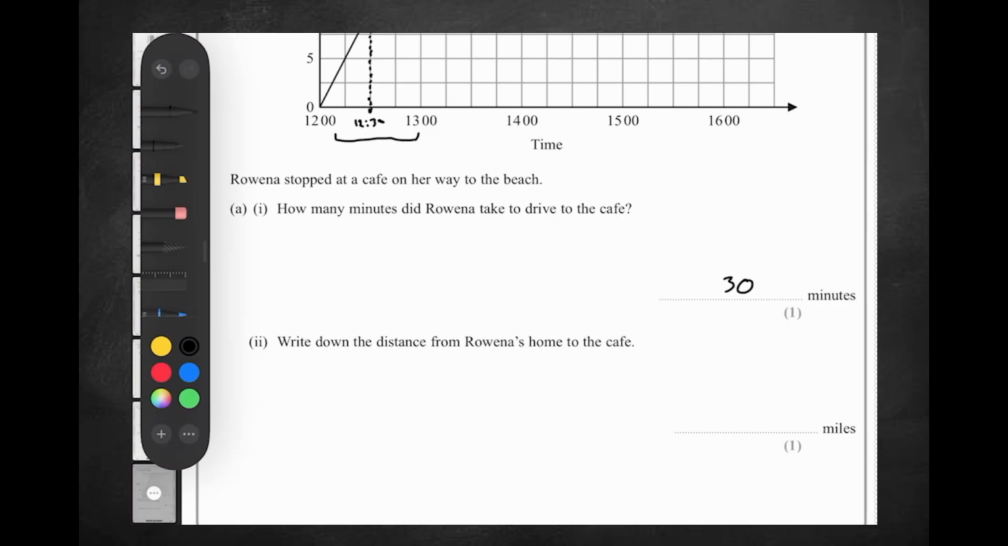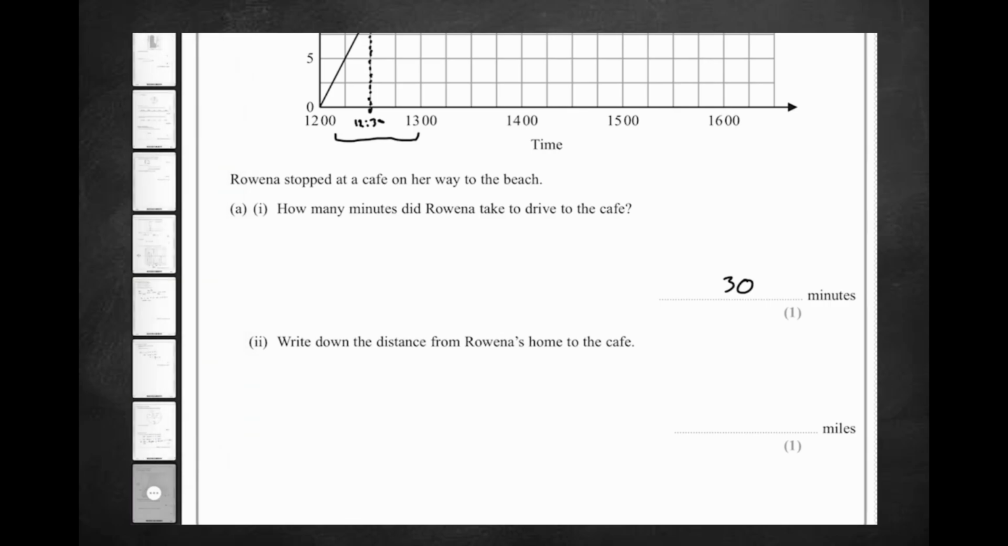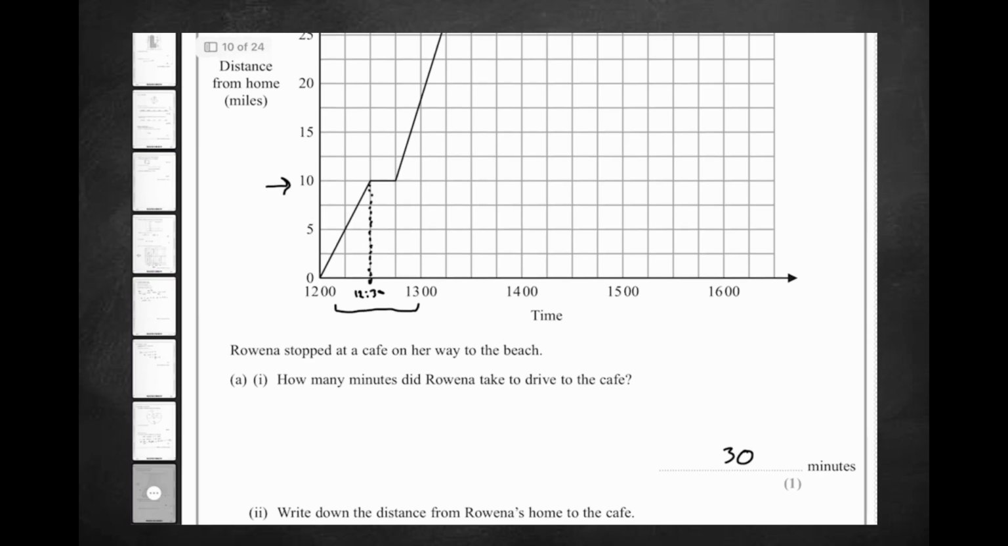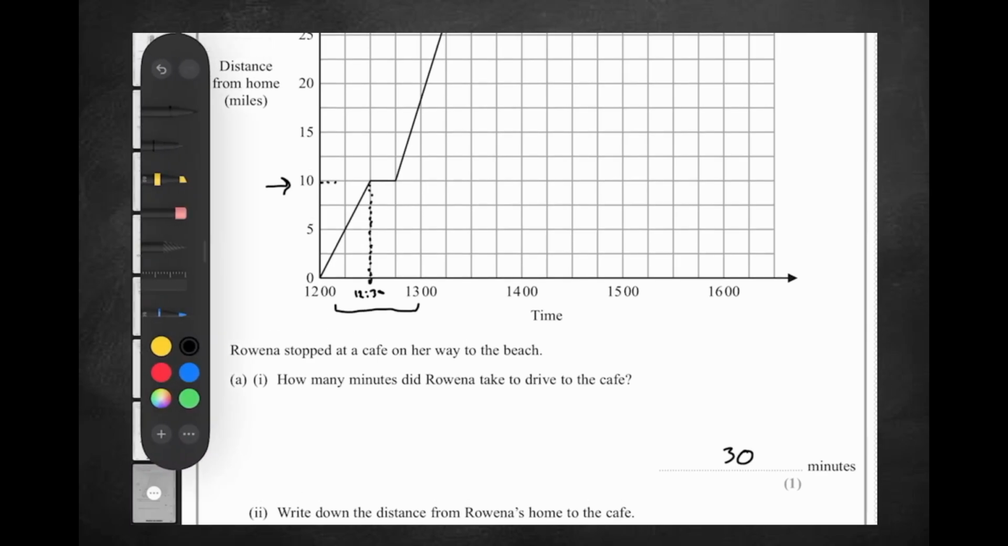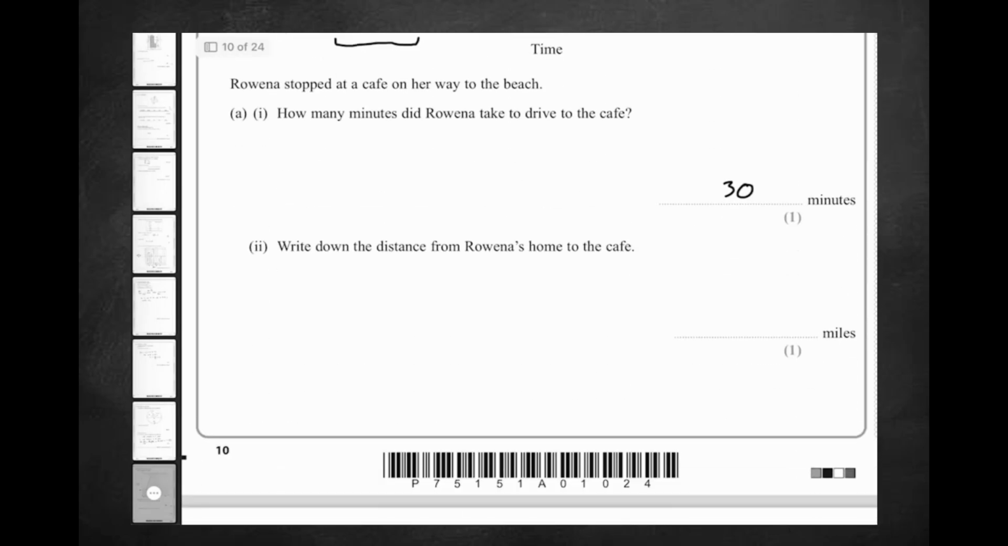Part 2. Write down the distance from Rowena's home to the cafe. All we need to do there is go along the graph and look at the distance. That will be 10 miles.